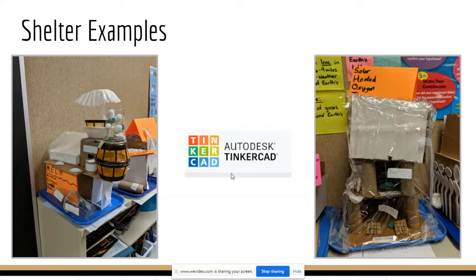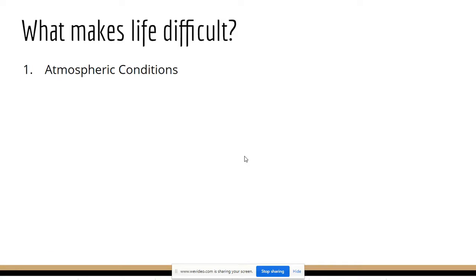This is just like an introduction. So I don't expect you to know all the answers to how you're going to make this using Tinkercad. That's coming. Today, it's about task one, and it's about understanding some planets and some moons. You got to first choose one in order to even get to those constructions of the shelters and the posters. So let's start with what makes life difficult.